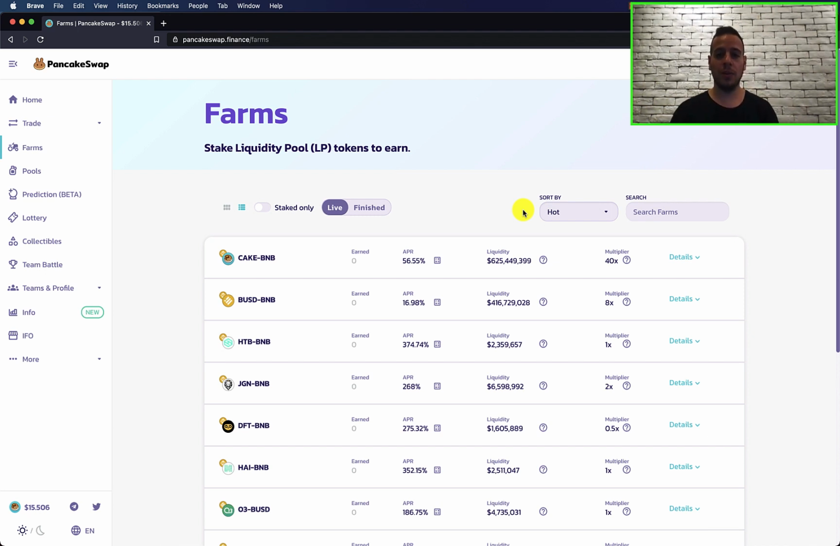Today we are going to learn how the APR is being decided on PancakeSwap farms, yield farms, and what the multiplier and the liquidity mean and how it's all calculated.